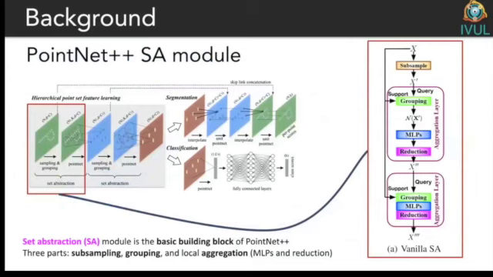For the background information, we present the PointNet++ architecture and the set abstraction module. The set abstraction, SA, module is the basic building block of PointNet++. The SA module consists of three parts: subsampling, which is to downsample the point cloud to a smaller set; grouping, which is to query the neighborhood points for each point inside the point cloud; and local aggregation, which is to aggregate the local information from the point neighborhood. The aggregation part is usually done by several layers of MLPs, followed by a reduction layer. The reduction layer is mostly an average pooling layer or max pooling layer.